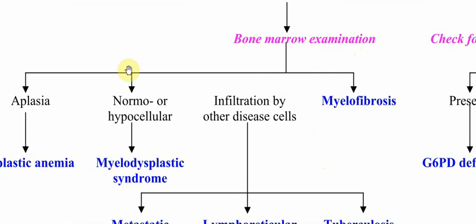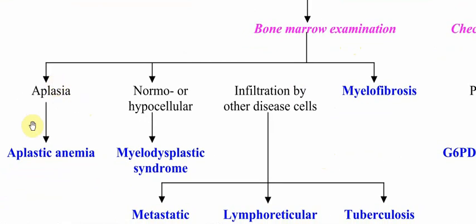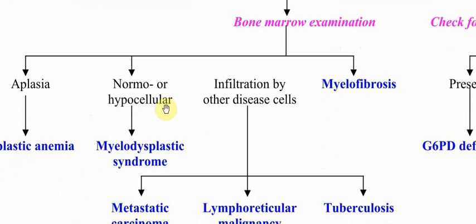A bone marrow examination. If it shows aplasia, it is aplastic anemia. If it shows a normo or hypocellular picture, it is myelodysplastic syndrome. If it shows myelofibrosis, well, that is the diagnosis, myelofibrosis.